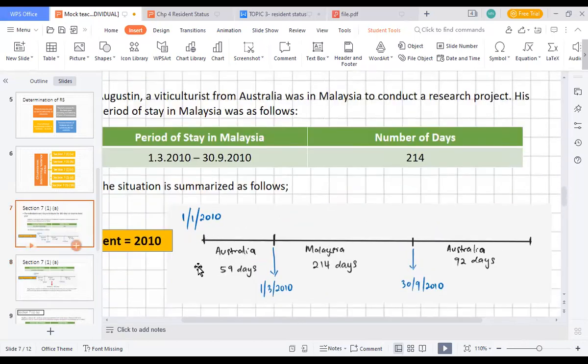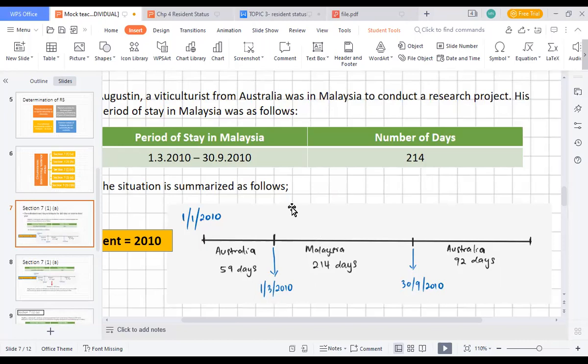So he came to Malaysia on 1st March. From January to March he stayed in Australia. So when we calculate from 1st January to 1st March, they're in Australia for 59 days. And then from 1st March up to 30th September, they're in Malaysia for 214 days. And then they go back to their hometown, Australia, for 92 days here.